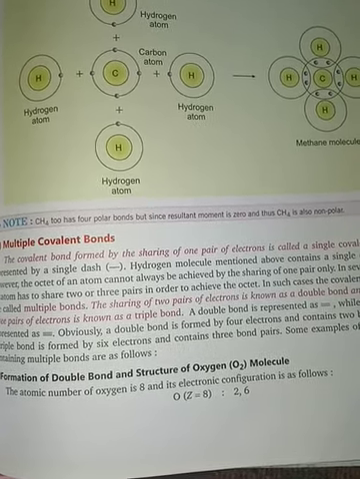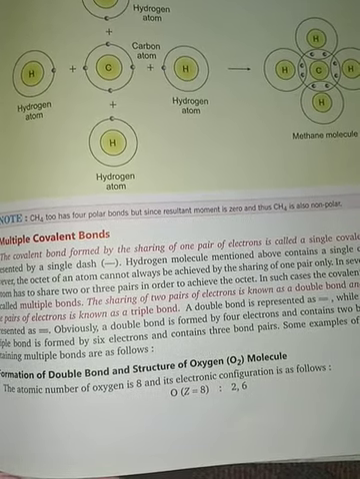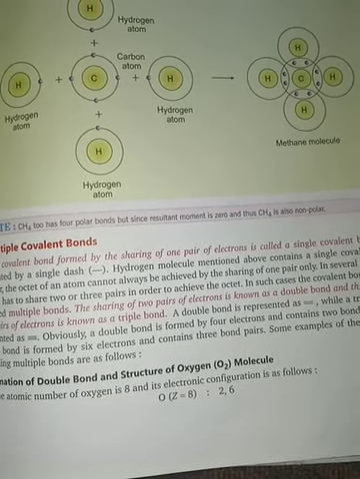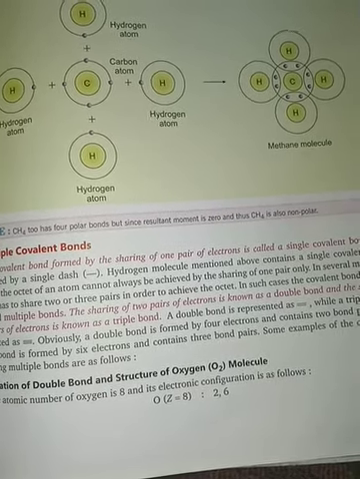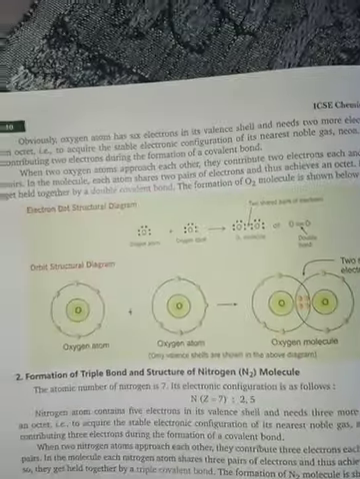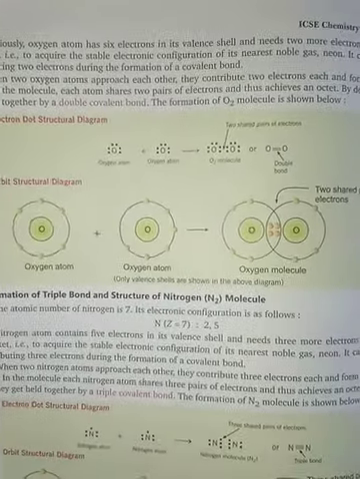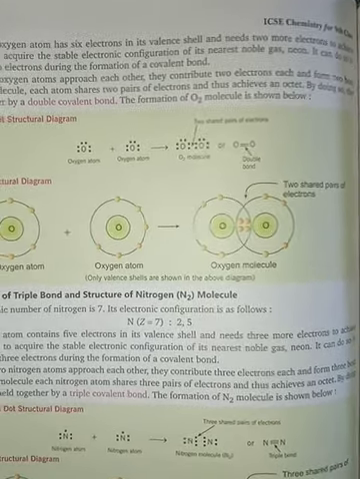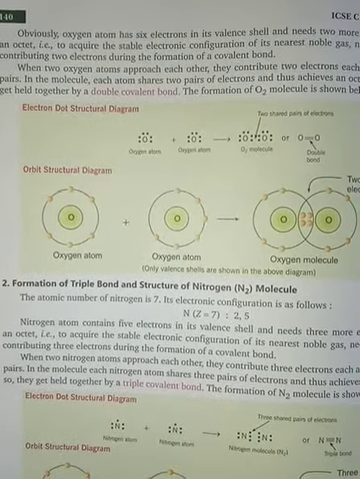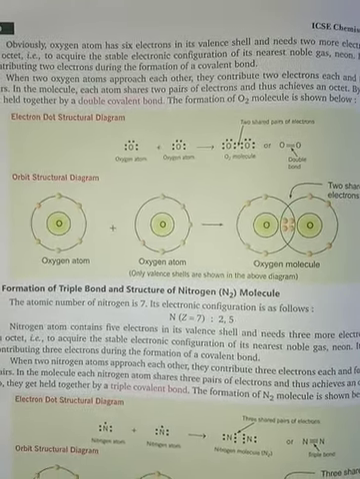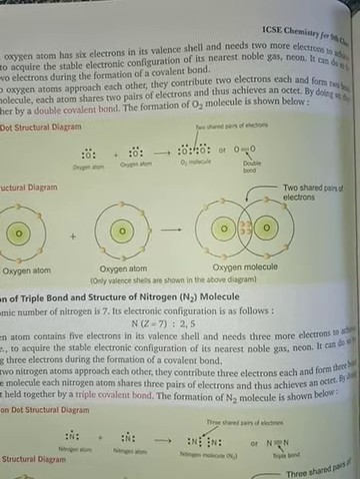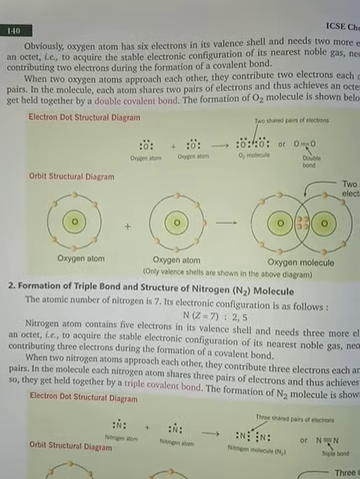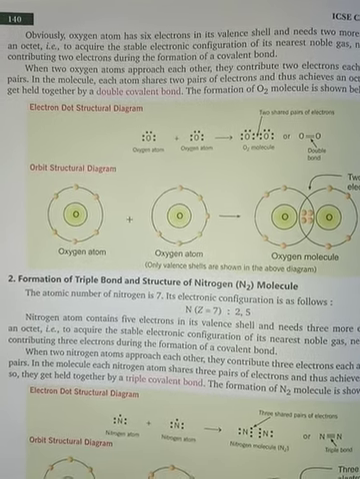The atomic number of oxygen is 8 and its electronic configuration is as follows. You can see here O, its atomic number is 8, and it is represented by 2, 6 in electronic configuration. So the oxygen atom has 6 electrons in its valence shell and needs two more electrons to achieve an octet, to acquire a stable electronic configuration. It can do so by contributing two electrons during the formation of a covalent bond.